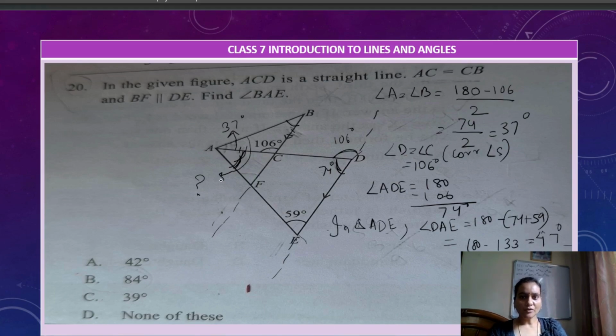So now I have found this angle here also, and this angle here also. This is also 47 degrees. So I need to find out the sum of 37 and 47, which is 14, 1 gets carried over. So it is 84 degrees, which is option B.